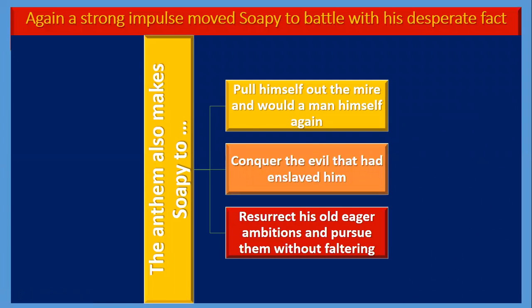He was thinking and thinking, and positive energy was coming into himself, into his personality. The anthem also makes Sophie pull himself out of the mire and man himself again, conquer the evil that had enslaved him, resurrect his old eager ambitions and pursue them without faltering. These are the impulses, very strong impulses. And there begins a battle between his good thoughts and bad thoughts, good ambitions, his early sweet days, and his present, the present of criminal background. He wanted to resurrect himself. He wanted to begin a new life. He wanted to be good.